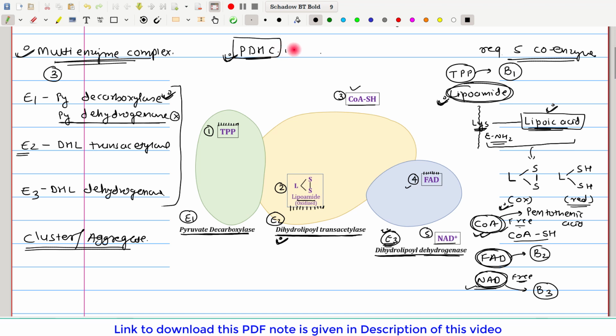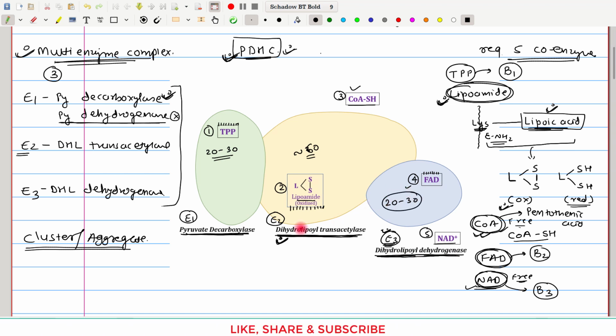So the pyruvate dehydrogenase complex is a very big molecule. Just to give an example, pyruvate decarboxylase is present in 20 to 30 copies. Dihydrolipoyl transacetylase is present in approximately 60 copies in one single complex. And regarding dihydrolipoyl dehydrogenase, approximately 20 to 30 copies are present in a single pyruvate dehydrogenase complex. This number of copies is different for different species, but indeed multiple copies are present in one single complex, right?